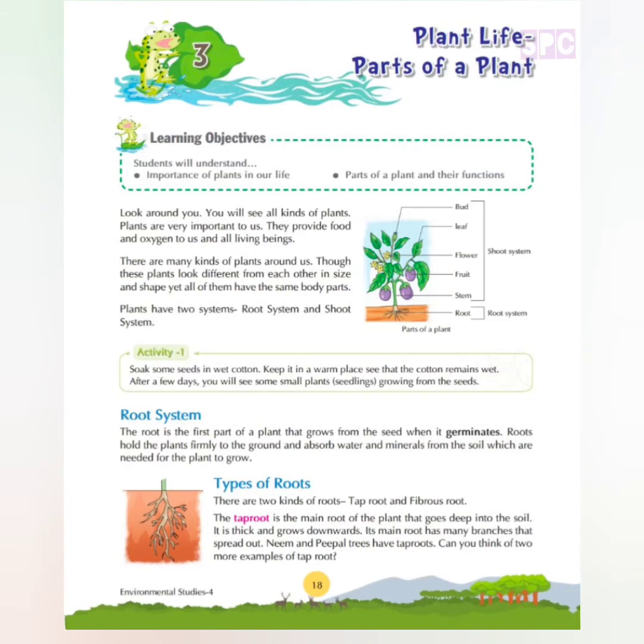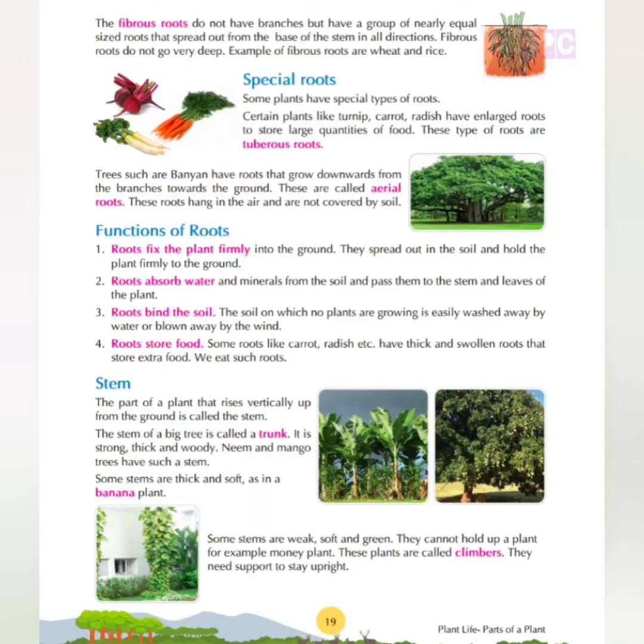The taproot is the main root of the plant that goes deep into the soil. It is thick and grows downwards. Its main root has many branches that spread out. Neem and peepal trees have taproots. Can you think of two more examples of taproot? Let's move on to the next page.